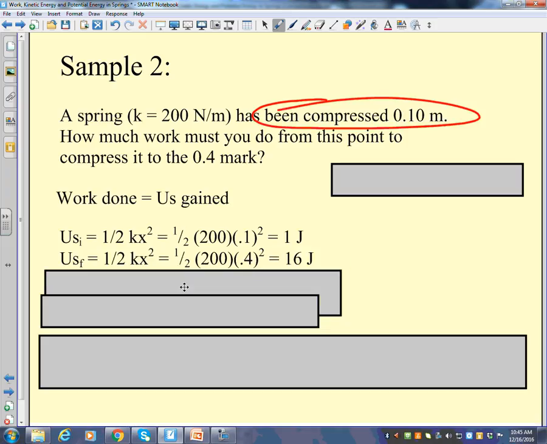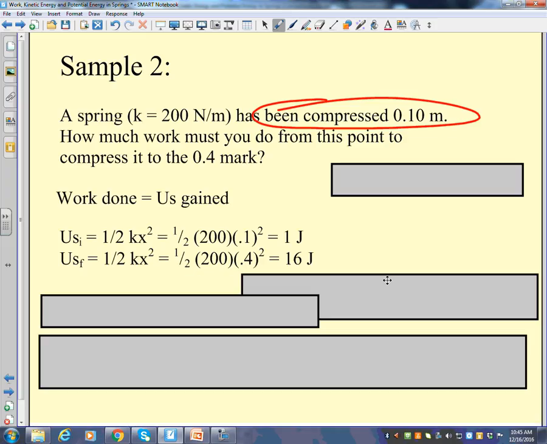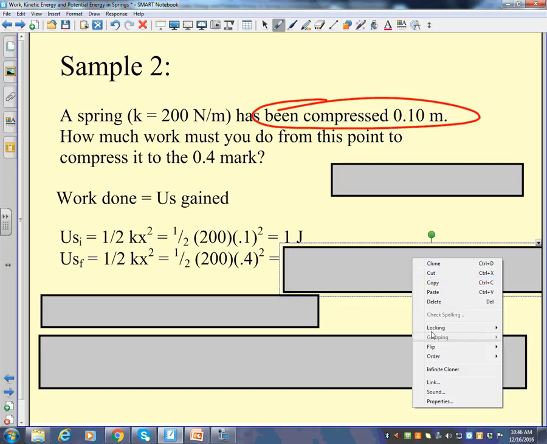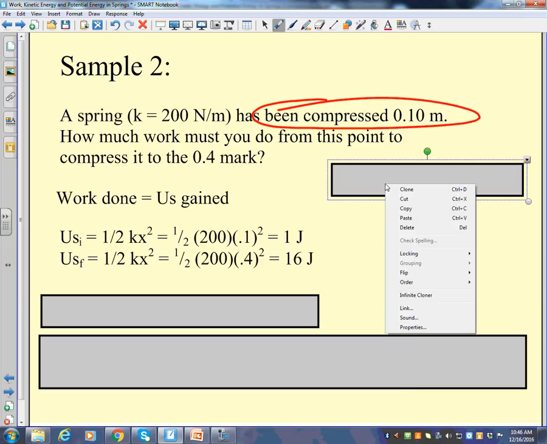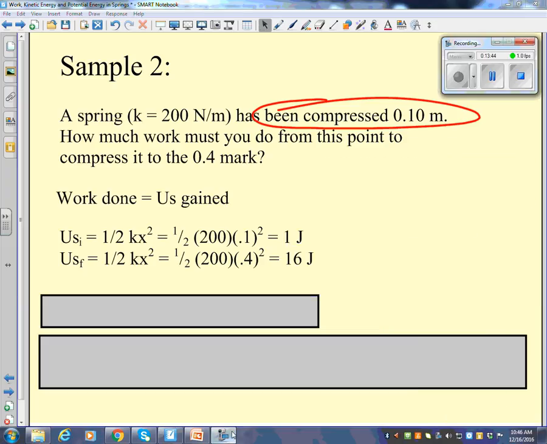1 joule. The final, how much work must you do to get it to the 0.4 mark? So how much does it have at the 0.4 mark? 1/2 kx squared, 1/2 times 200 times 0.4 squared. It has 16 joules. So what does that tell you? If you started with 1 joule and you did work, and now you've got 16 joules, how much work did you do?